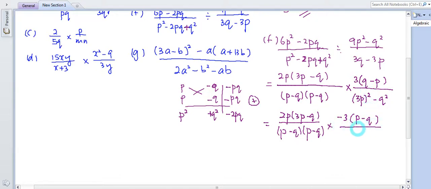At the bottom here it will become 3p plus q, 3p minus q. Then we can start to simplify it. P minus q cancel, p minus q cancel, 3p minus q cancel, 3p minus q cancel. So the top you are left with negative 3 times 2p, negative 6p over p minus q, p minus q, and 3p plus q. So this is the final answer.